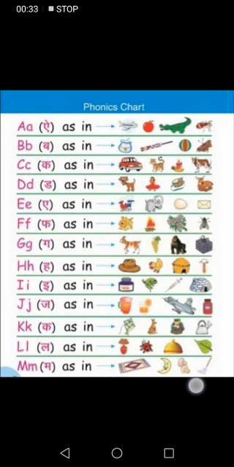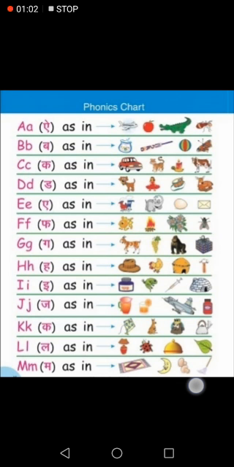The next letter is B, but the sound will be B. Bat, ball, butterfly. Okay, the next letter is C, but the sound will be K. Cookies, car, cat.